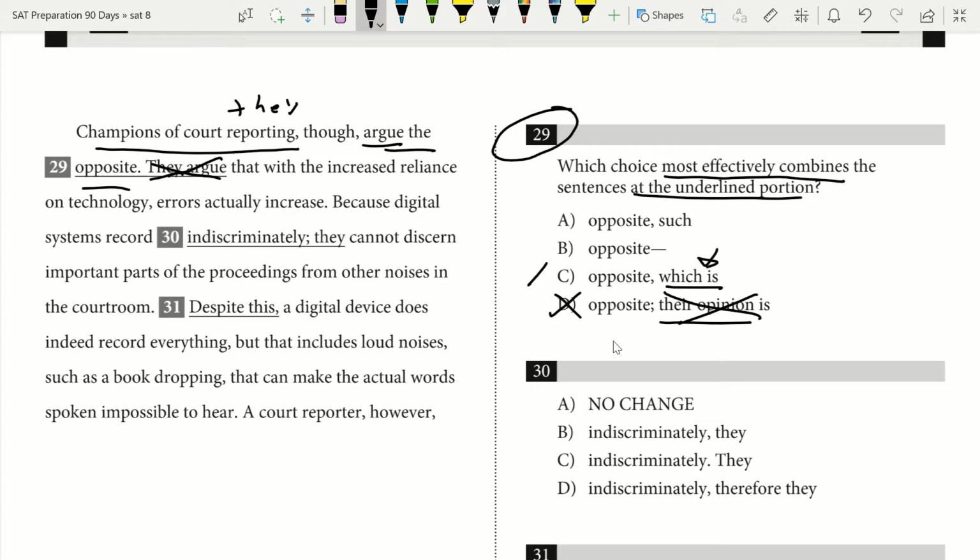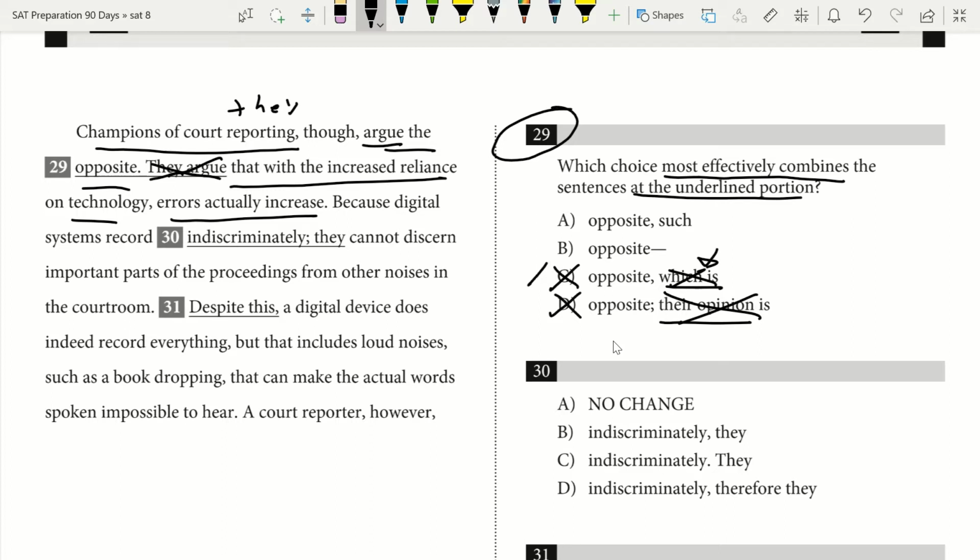So we got champions of court reporting, though, are you the opposite? Well, what is the opposite? It's that with increased reliance on technology, errors actually increase. So I see I don't even need "they are you." I also don't need "which is." So I see that that will for sure be wordy, and there's definitely a more efficient way to say it. So I don't want to use C. C is obviously going to be wrong.